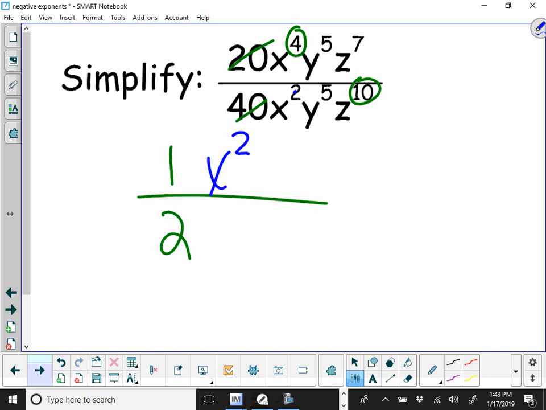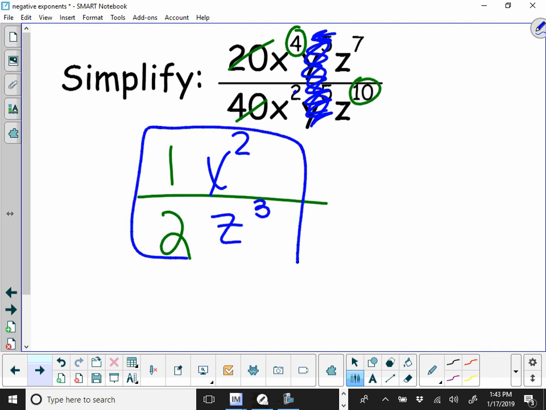What's going to happen to my 5? This whole thing cancels. Don't you write y, because y has an exponent of 1. They're completely gone. Nothing at all. So z, I'm going to do 10 minus 7, which is going to turn into 3 on the bottom. There's your answer. Now, real quick, the 1 up there does not have to be there. You can just write x squared over 2z cubed. That's the same thing. If you write the 1, high five, I don't care, I'll check it off. You're good. But just understand a state test won't have that understood 1 there.